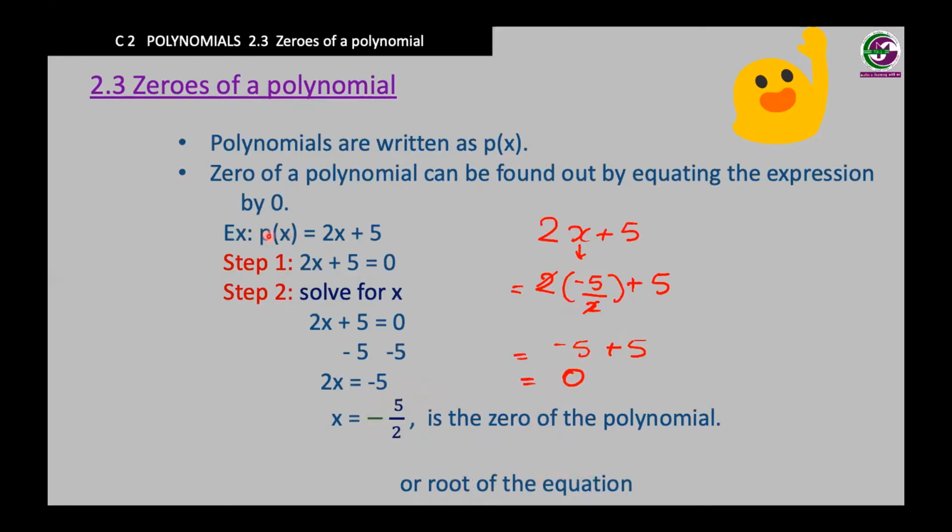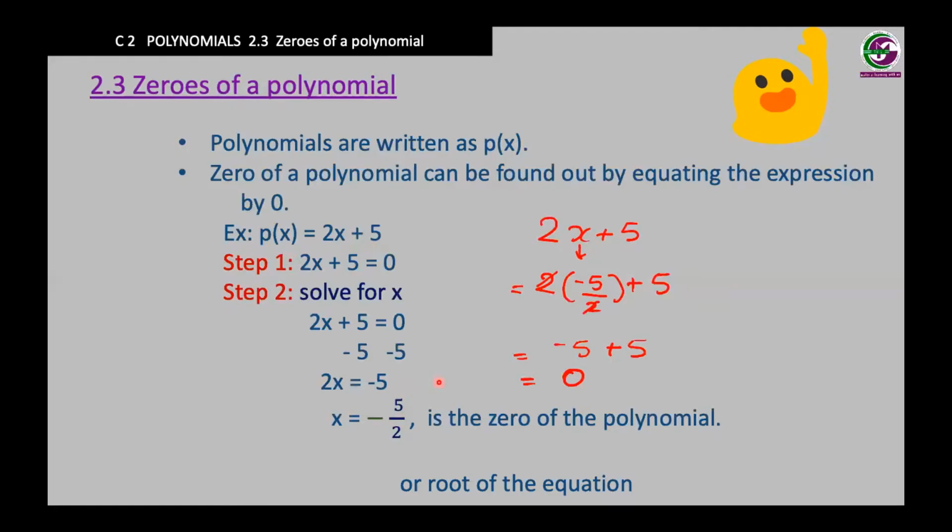So we have the equation here, see, because you have an equal sign. P of x is equal to 2x plus 5. So when you replace x by negative 5 by 2, you get the answer 0. So we call it the root of the equation. What is the root of the equation? Negative 5 by 2.